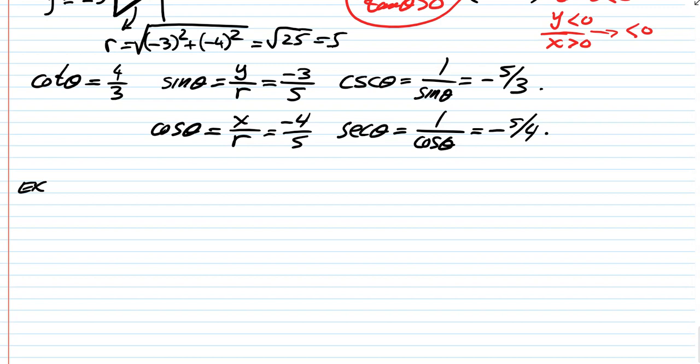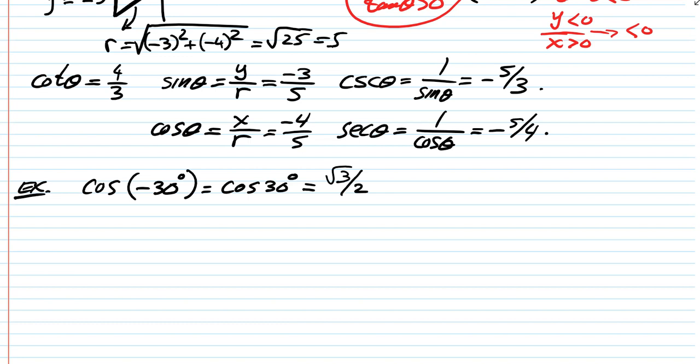And let's finish this off with just some negative angle identities here. These will go quickly. Cosine of negative 30 degrees. Well, cosine again is an even function. Therefore, cosine of negative 30 and cosine of 30 will be the same. Cosine of 30 degrees is root 3 over 2.